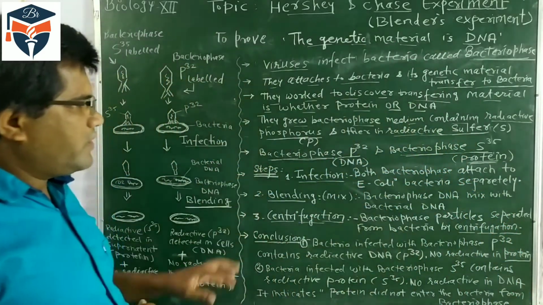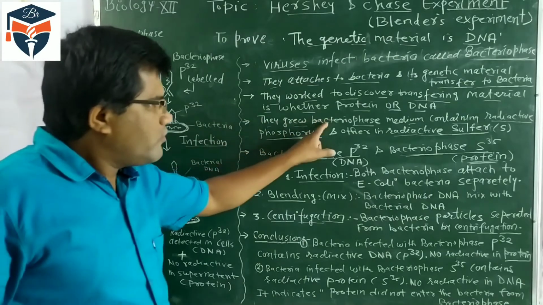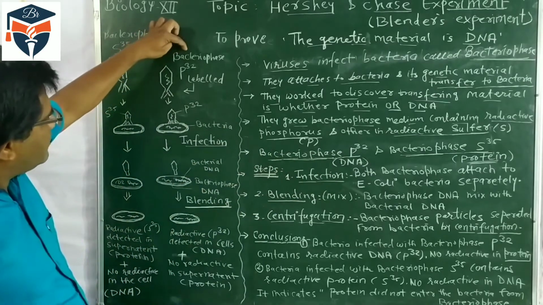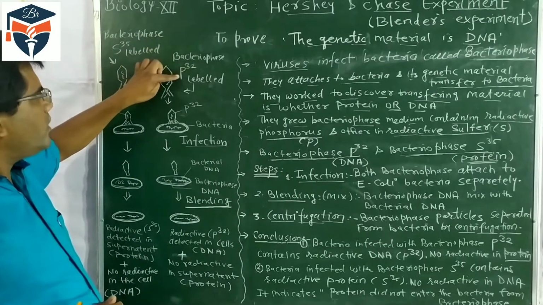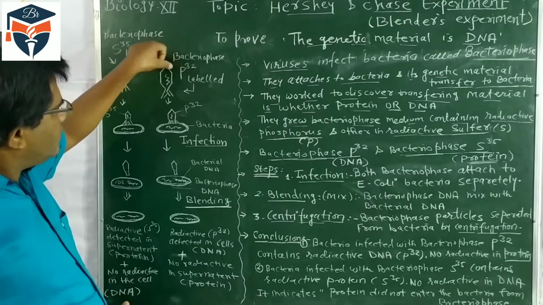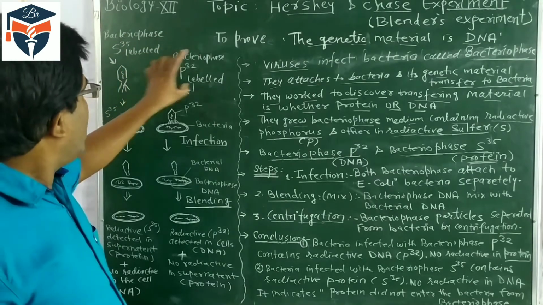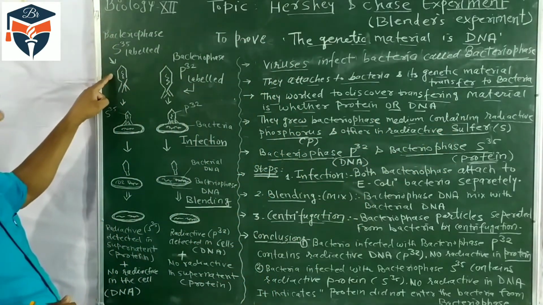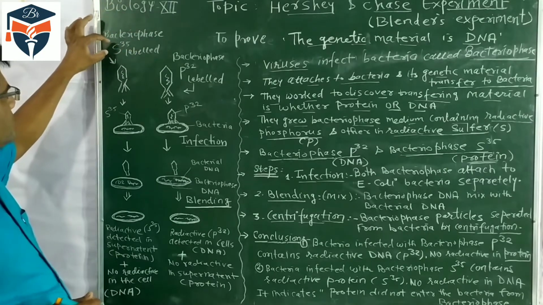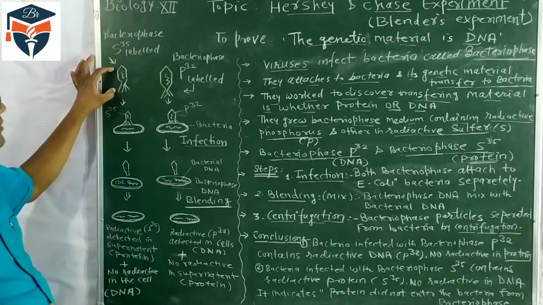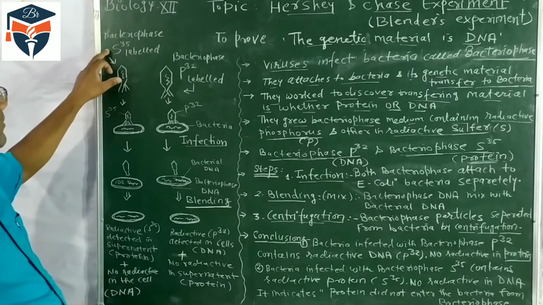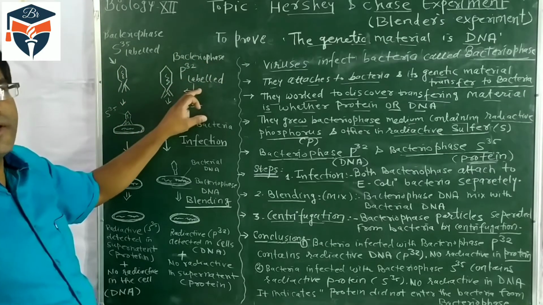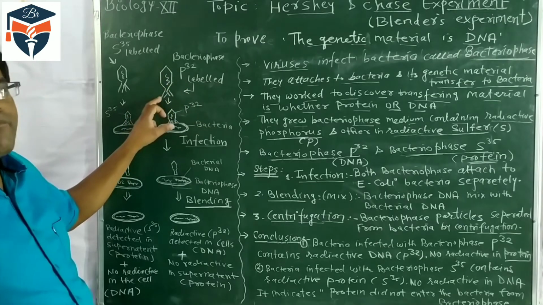So what is confirmed by this? If bacteriophage is grown in the phosphorus medium, the phosphorus comes into the bacteriophage, so it is called P32 labelled bacteriophage. When the bacteriophage is grown in the sulfur medium, the sulfur comes into the bacteriophage, so it is called S35 labelled bacteriophage.